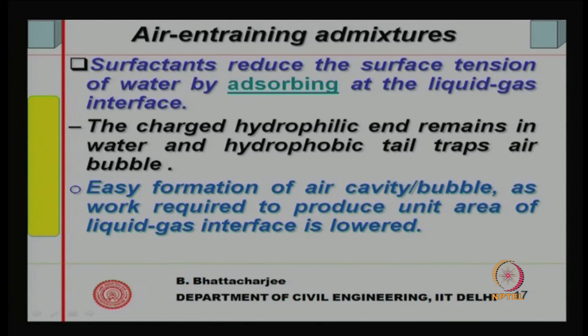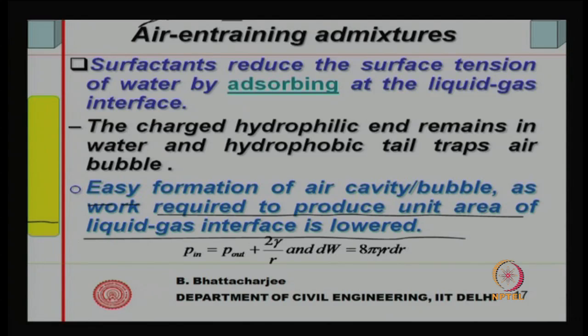So, there is easy formation of air cavity or bubble, as the work required to produce unit area of liquid gas interface is lowered, right. Easy formation of bubbles, as the work required to produce unit area of liquid gas interface is lowered. How much is this work?